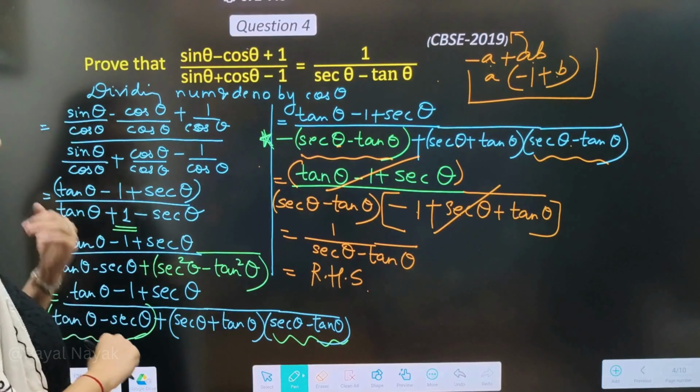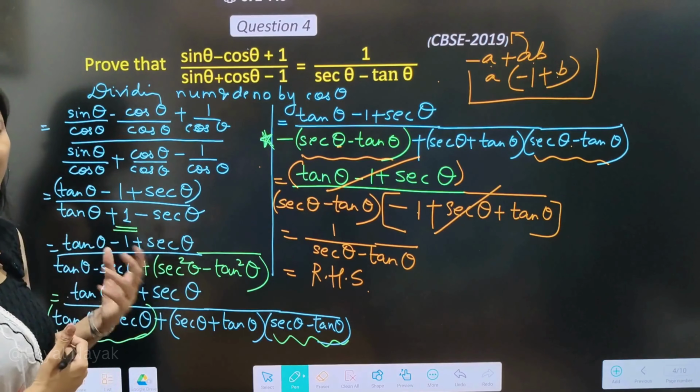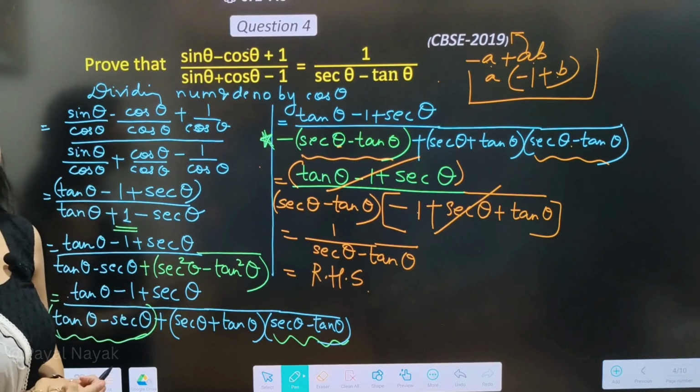So the sum is no doubt a bit lengthy, but if you practice it once or twice, you're sure to solve it correctly. So just mark it as important.